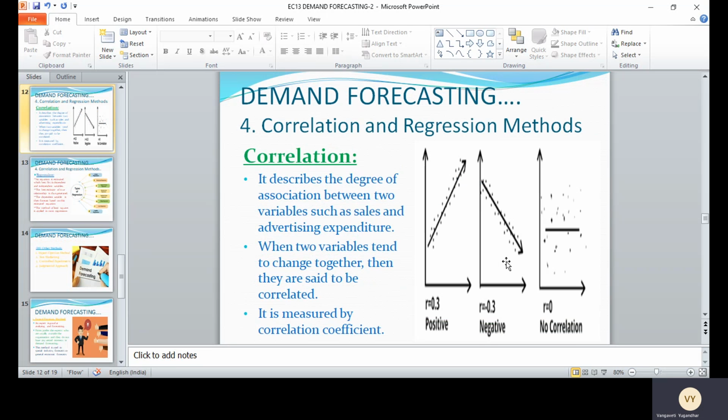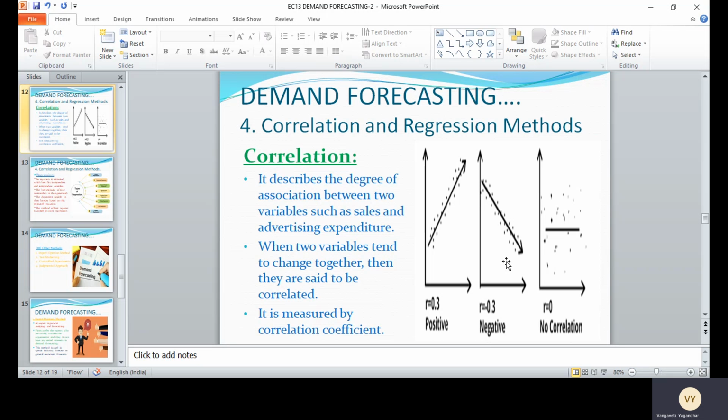The fourth one is correlation and regression. What is correlation? Generally, we see correlation with regard to attendance versus marks, right? Like that, we relate two parameters, two variables: income versus demand, or whether the price is increasing, demand is increasing. In this, we have three things: positive correlation, negative correlation, and no correlation. If both are going upwards, it is positive. Going downwards, it is negative. No change, it is no correlation.